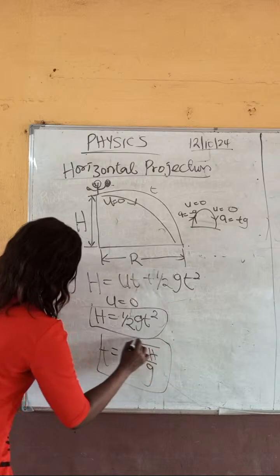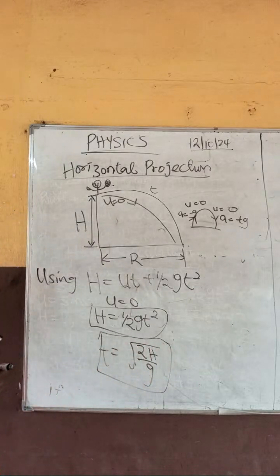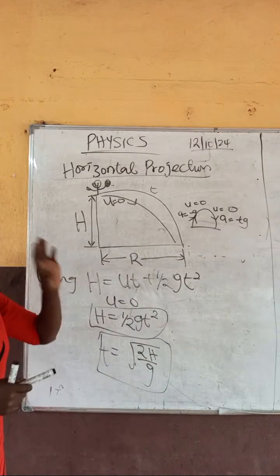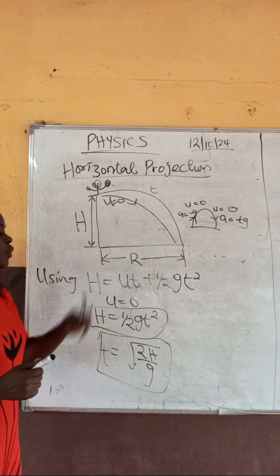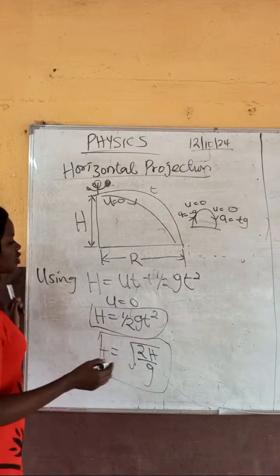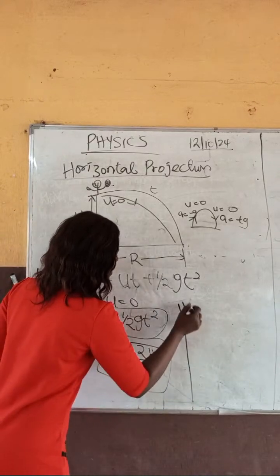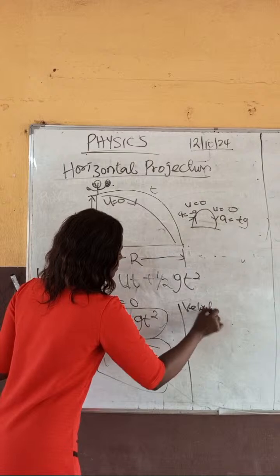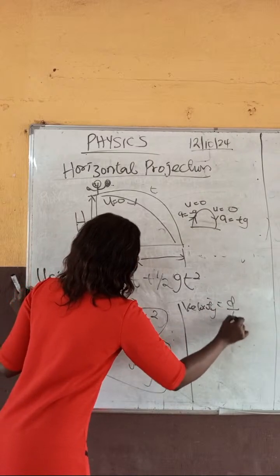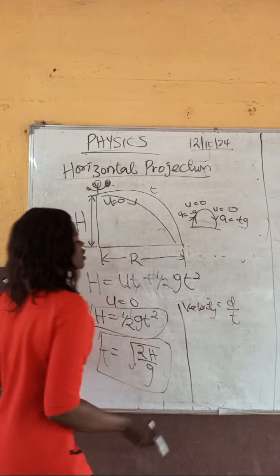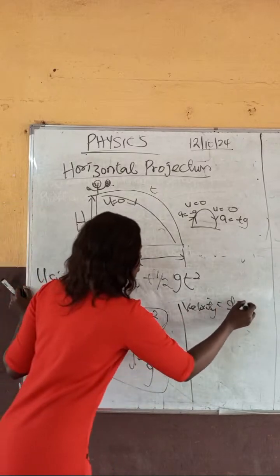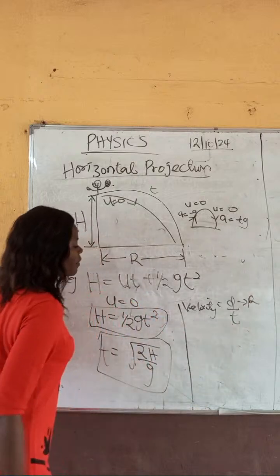G, right? Okay, now the next thing you are going to be asked to find under this horizontal projection is to get the horizontal distance, and horizontal distance is the same thing as what? Range. It's the same thing as range. Now you know that velocity or speed is equal to distance over what? Time. But here, the distance is the horizontal distance, and we use it as range, which is r, right?